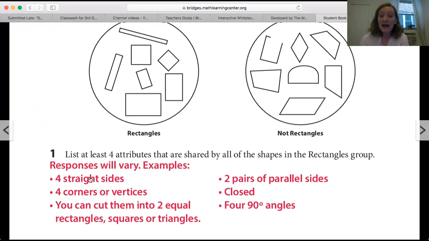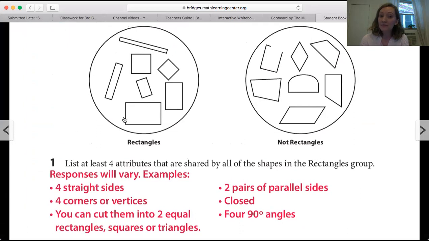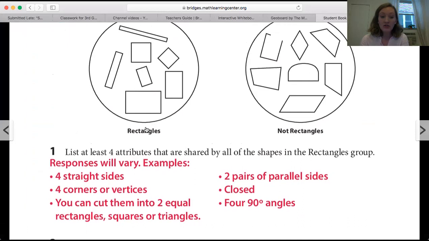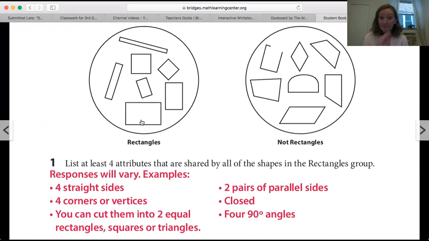You could say that they have 4 straight sides. You could say that they have 4 corners. You could say that if you cut them equally, they would be squares or triangles. You could say that all of these shapes have parallel sides. These rectangles have parallel sides. You could say that they're closed, not open, right? Closed means they don't have any holes. And you could say that they have 90-degree angles.